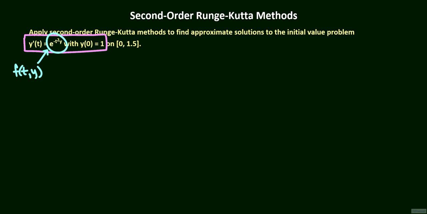With the help of the software Mathematica, we are going to find approximate solutions to this initial value problem on the interval from t equals 0 to t equals 1.5.